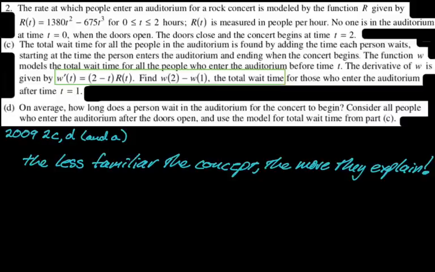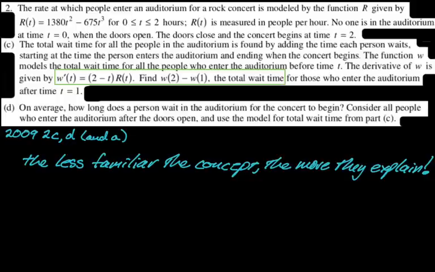Find w of 2 minus w of 1, right? So that's just going to be the integral of w prime of t from 1 to 2. That's all they wanted you to do. But they're explaining some things to you, right? So they're saying the function w models the total wait time for all people who enter the auditorium before time t. That's important for the next thing.